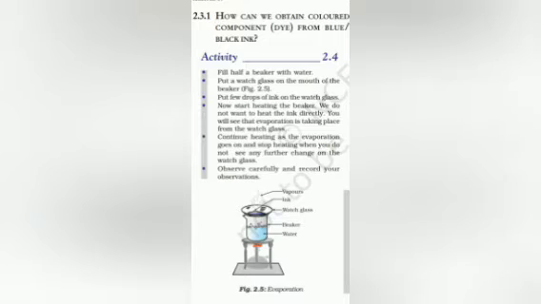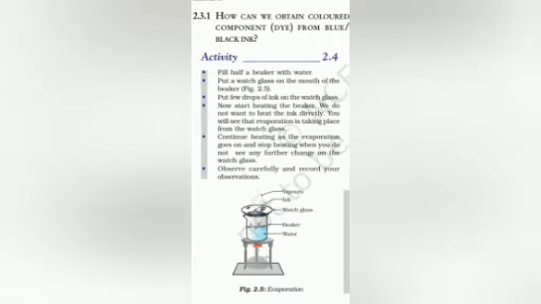Put few drops of ink on the watch glass. उसके ऊपर इंक के जो ड्रॉपलेट्स, drops थोड़े 2-3 डाल दिए हैं. Now start heating the beaker. बीकर को नीचे से स्पिरिट लैम्प है या फिर बंसन बर्नर है उसे हीट करना है. You will see that evaporation is taking place from the watch glass.